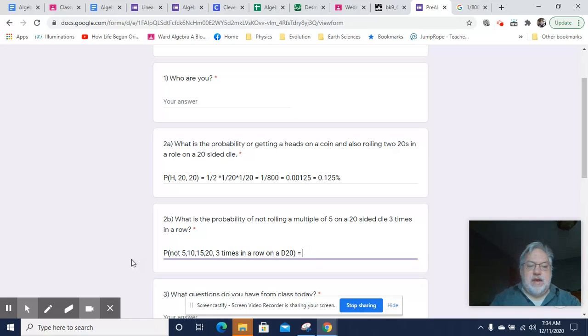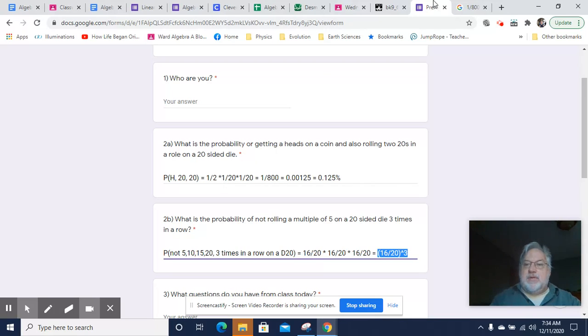So the probability of not getting a 5, 10, 15, or 20 is going to be 20 minus 4 over 20. So that's 16 out of 20. These are independent events, so it's 16 out of 20 times 16 out of 20 times 16 out of 20. Since these are all the same factor, you could have written this as 16 out of 20 to the, not squared, to the third power, since there are 3 of them. Okay, so let's find out what that equals.